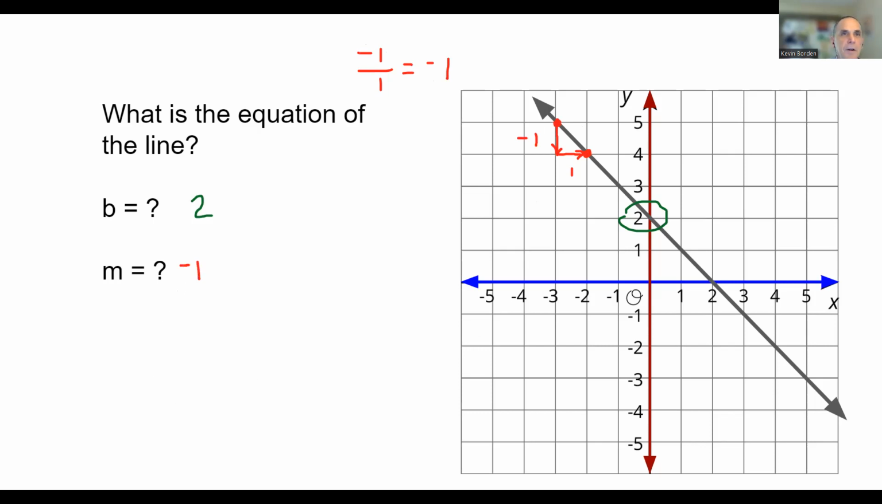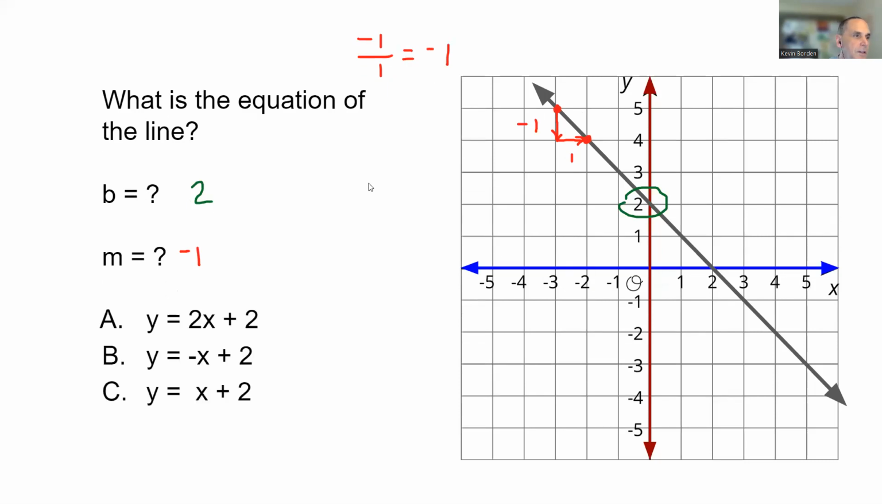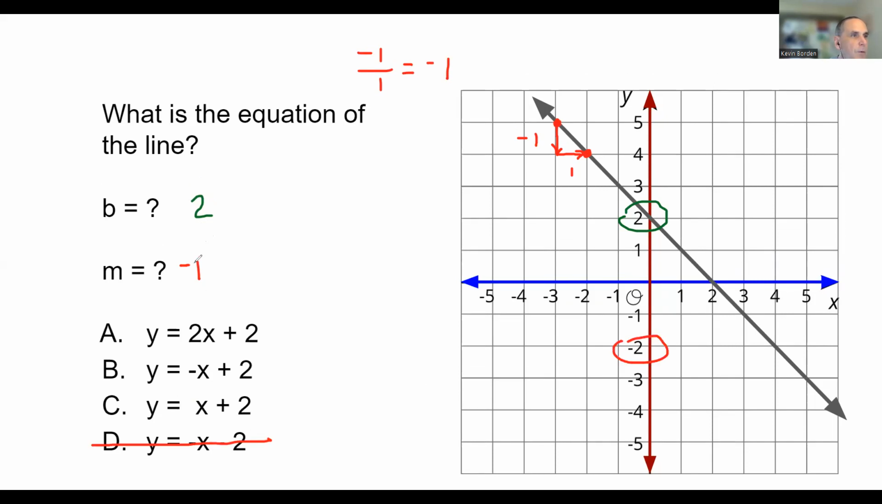Now we can put together our equation, or we could look for it in a multiple choice list. We are looking for the option that has a y-intercept of +2. We can see that D has a y-intercept of -2. That's incorrect. It does not go through this point. And we're looking for a slope of -1. We could see that A has a slope of 2, B has a slope of -1, C has a slope of +1. So B is our answer here. It matches what we were able to determine from the graph.